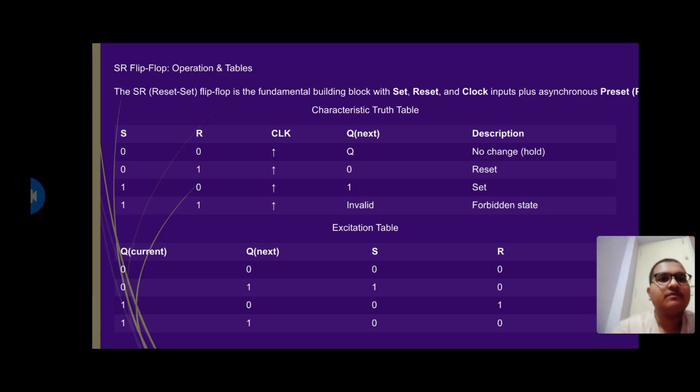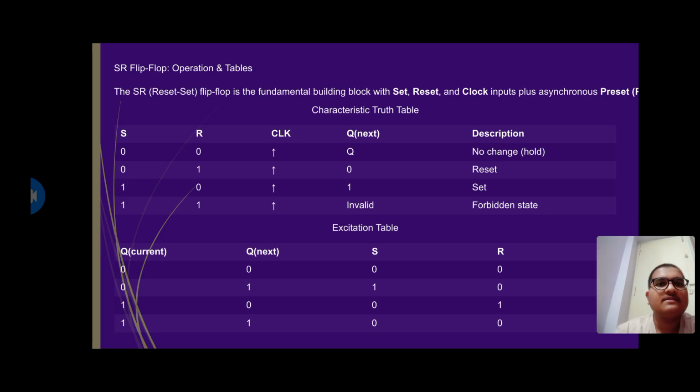Here, when the inputs S and R are low, meaning 0 and 0, and the clock is rising, Q equals Q, no change, hold. Whereas when S is 0 and R is 1 and the clock is rising, Q equals 0, which is the reset state.